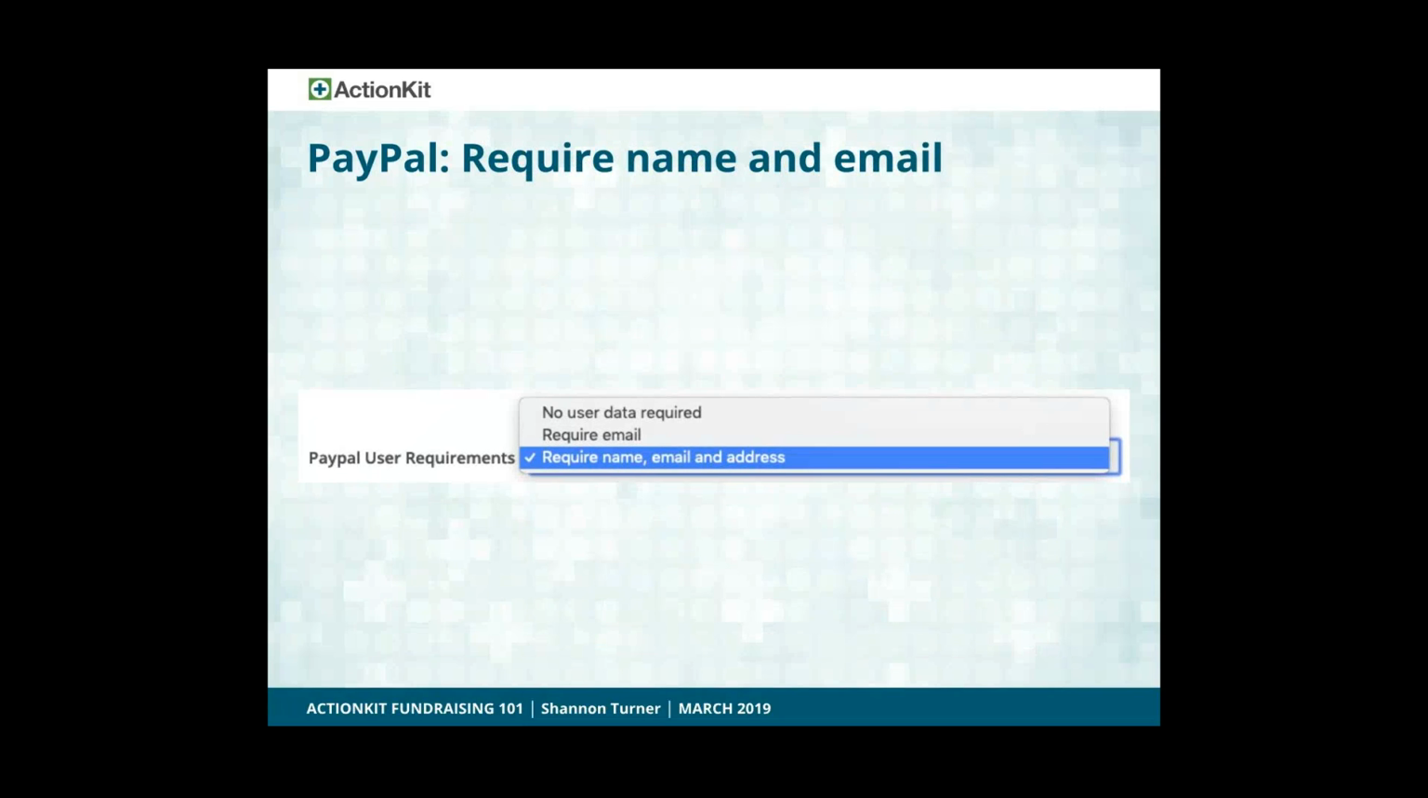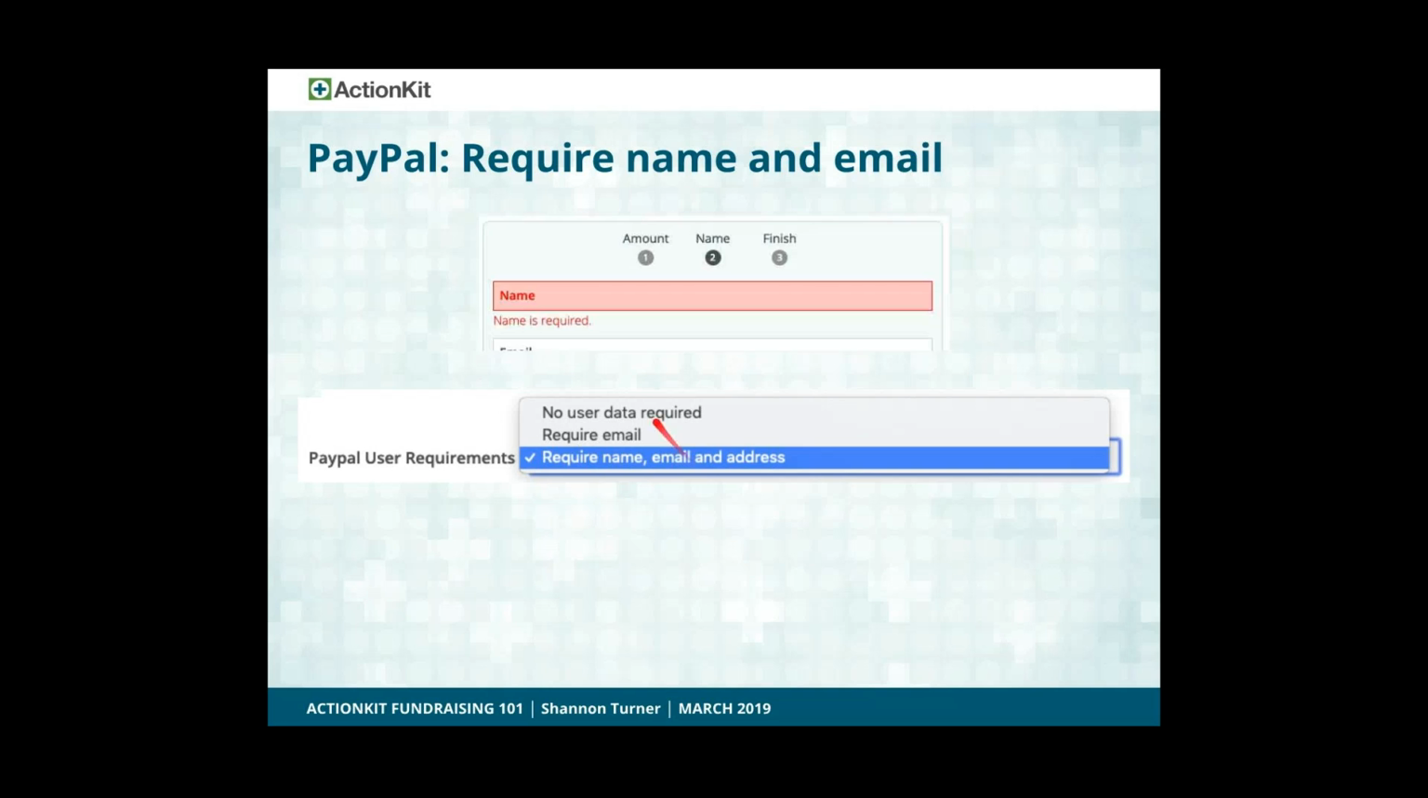So I know that that was a lot of different scenarios and hypotheticals and what ifs, but I just wanted to walk through all the different things that could happen if you choose no user data required. But if you don't like any of those options, you could require email or you could require name and email. Let's take a look at what happens then.